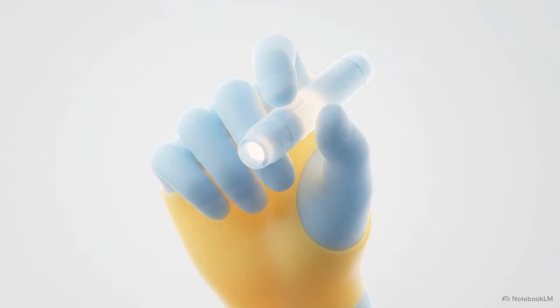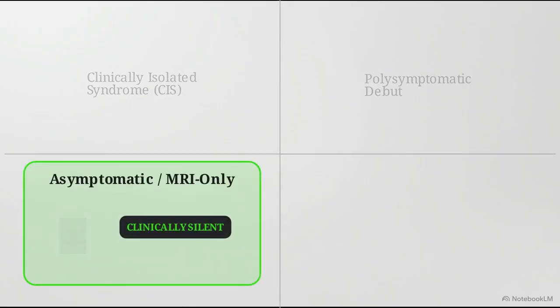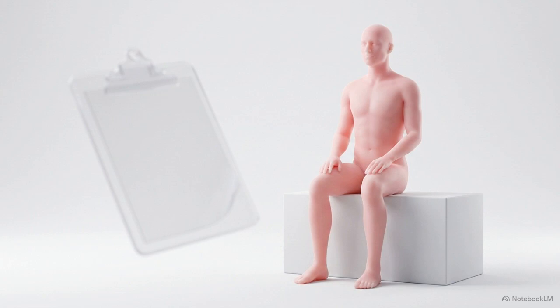The presentations in quadrants 1 and 2 are clinically obvious because of their physical symptoms. However, the high variance in those symptoms requires strict mapping to radiological imaging to confirm the underlying autoimmune pathology. The third phenotype appears in patients with 0 primary neurological complaints, the asymptomatic or MRI-only debut. Making up roughly 2% of cases, these are discovered entirely by accident.